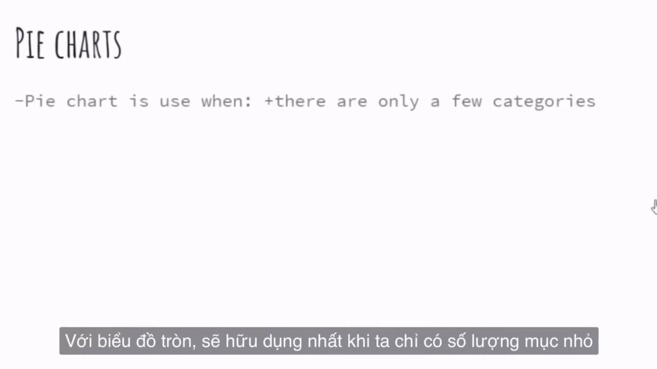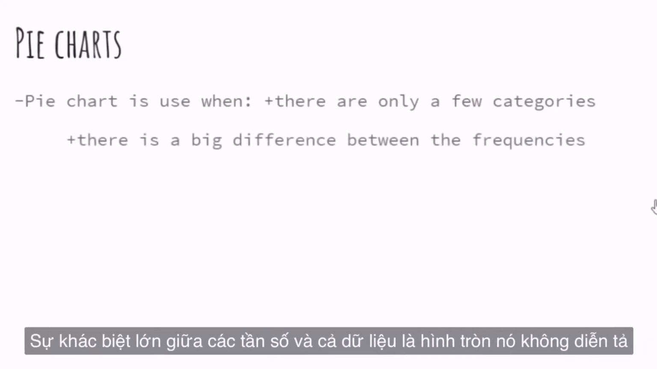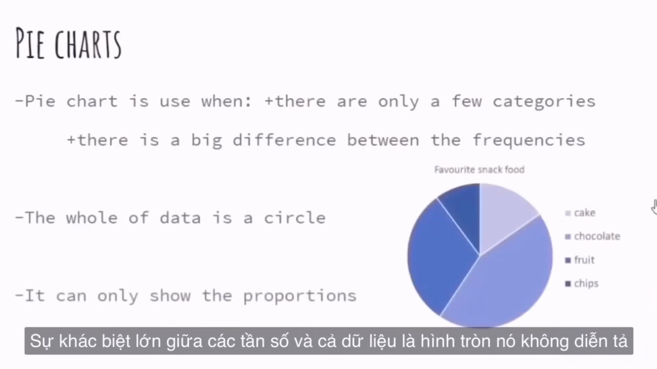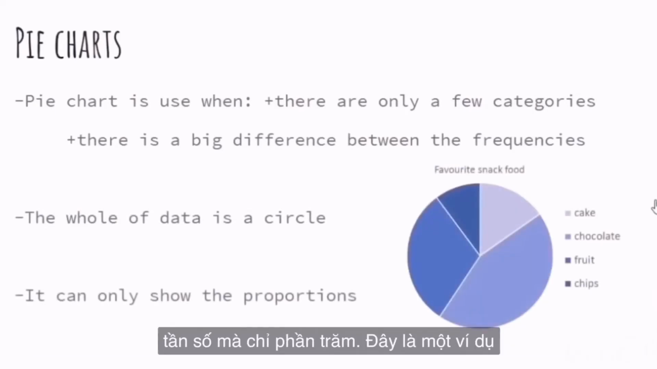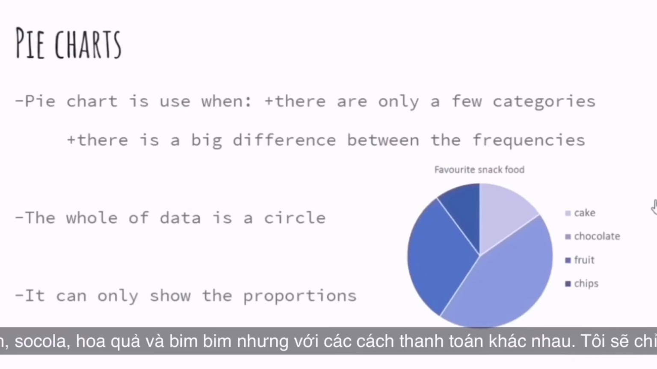A pie chart is useful when there are only a few categories and there's a big difference between the frequencies. The whole data is a circle. It doesn't show the frequency, it only shows the proportion. Here's an example of a pie chart. The title is favorite snack food, and it shows the proportion between cake, chocolate, fruits, and chips.